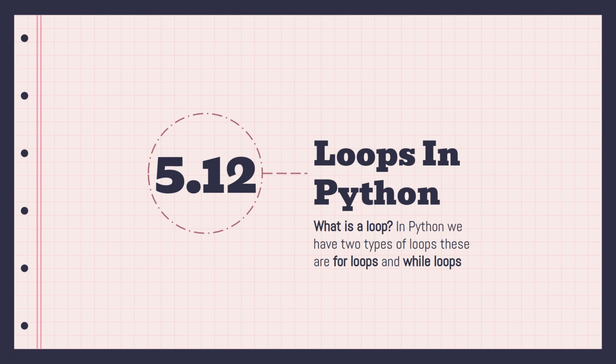So let's say that you want to print hello world 10 times on the screen. One way you can do this is to just print, quote, hello world, and then repeat that line 10 times. So that's one way you can do it. What if you want to do that in a much simpler way? That's where loops come in.